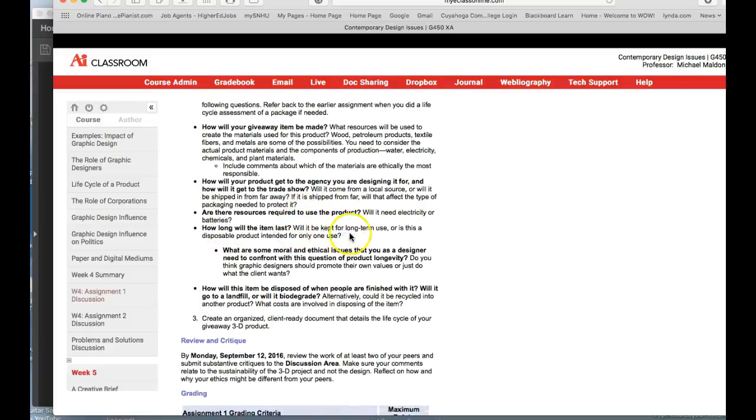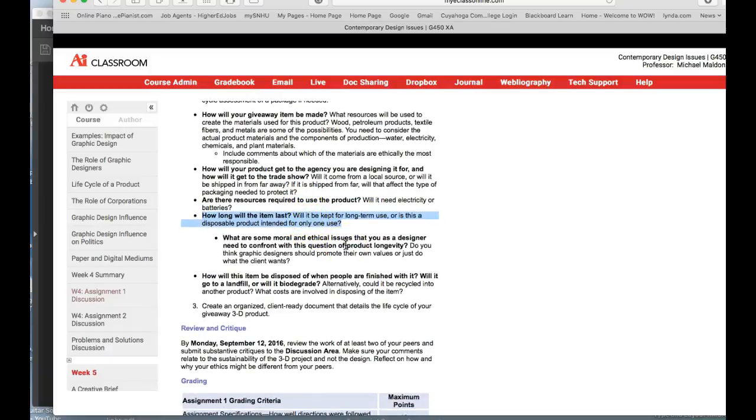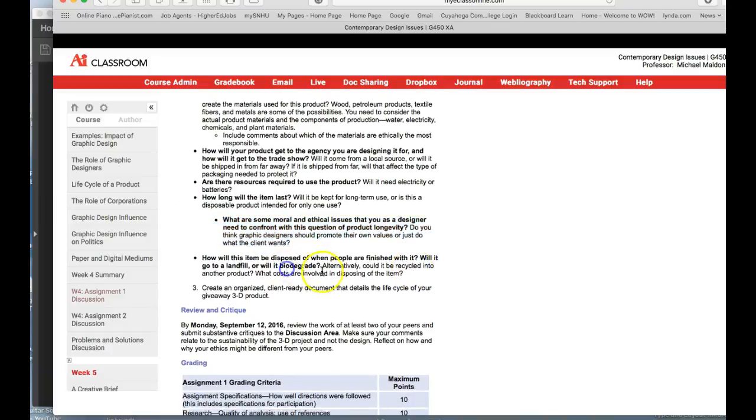How long will the item last? That's the part I just mentioned, that it's over once this thing hits the ground. So that's an effective use of what would otherwise be put into a landfill or incinerated, creating toxic elements to the atmosphere. What are some of the moral and ethical issues you as a designer need to confront? With this question of project longevity, you need to address this because that's part of this assignment. And then, of course, this one we already answered. Then you create an organized, client-ready document detailing the life cycle of your 3D giveaway product.